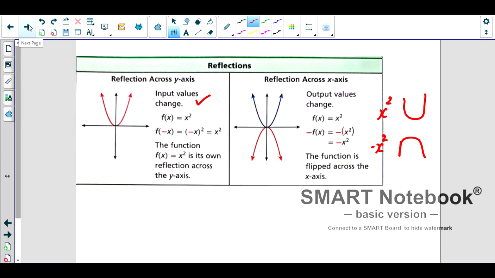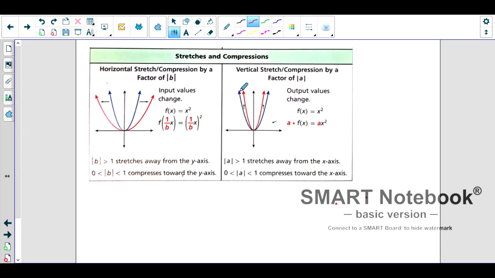Secondly, we saw how we can do the stretching and compression part. If you change the input with some number, the graph will stretch when the absolute value of b is greater than 1. Absolute value means even if it is negative, it will have no impact, it will still be positive. And if the output value is changed, then the graph will stretch away from the x-axis based on the value of a.